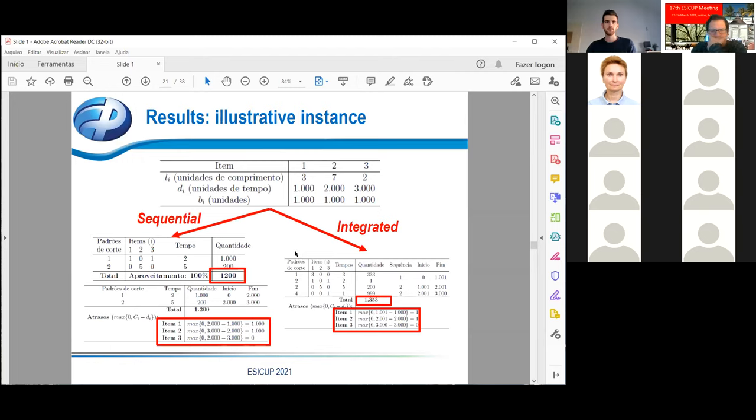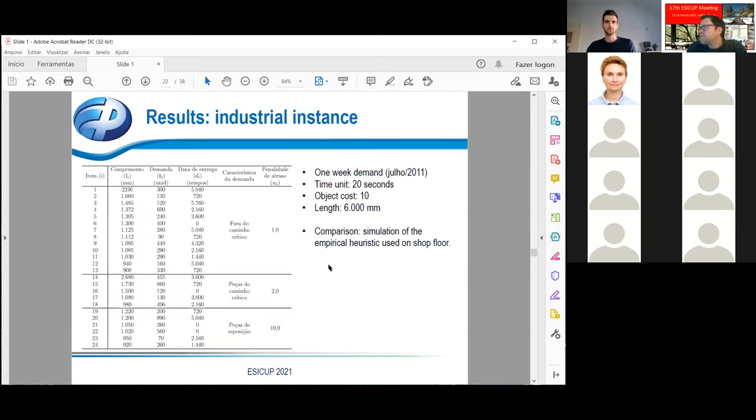First, we presented an illustrative instance, which has the role to show that a sequential approach does not guarantee an optimal solution. So we first optimize just the cutting stock problems and then sequence it. We can have not the best solution. When we integrate, we have improved the value of it.